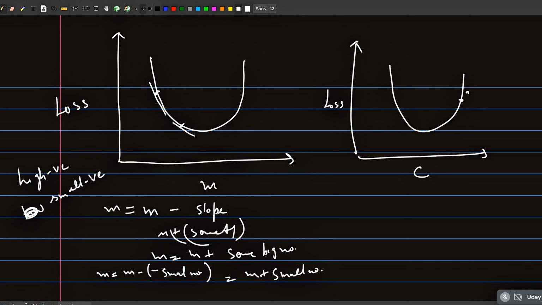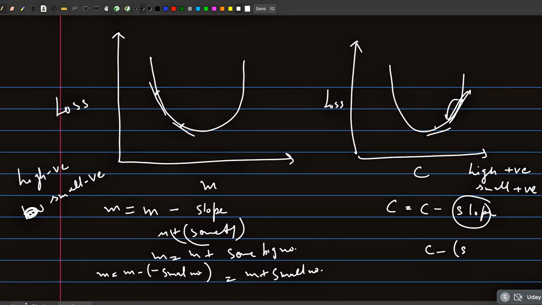Here the slope is high positive, and we need to decrease our c. So we can write c equals c minus this slope. It will come as c minus a positive number, so it will move backward. And at this point the slope is small positive, so here also c minus a small positive number will come, giving small steps.